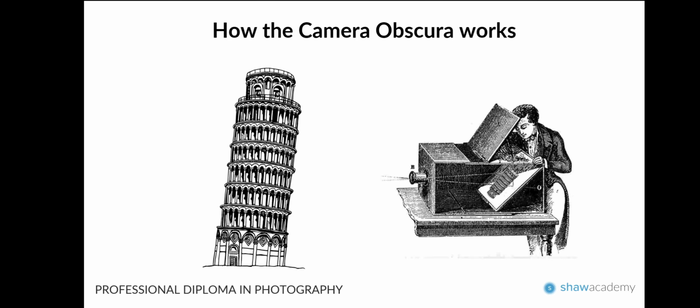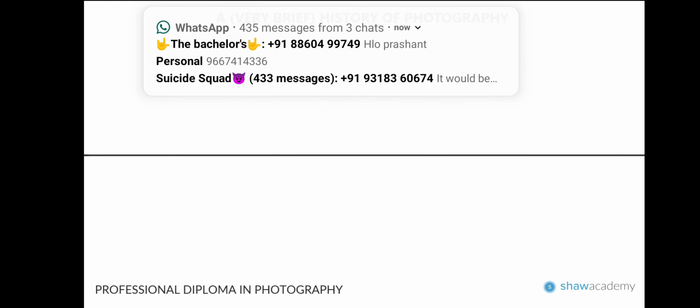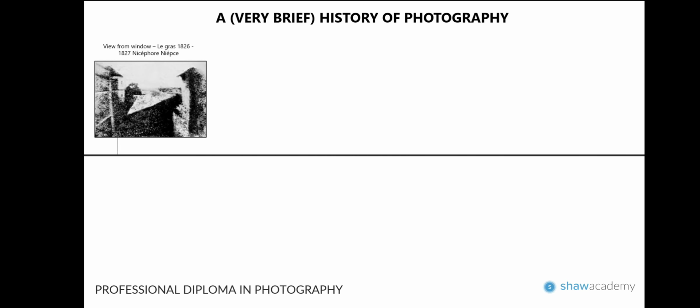Now, that is how our cameras basically work. The big advance was that we were able to record images onto light sensitive material, and this is where photography was born. So to give you the briefest history of photography that you'll ever come across. First of all, light sensitive materials were discovered in around the 1700s, but it wasn't until around 1826, 1827 that Niépce, a difficult one to pronounce, produced this photograph, the view from the window at Le Gras, using a camera obscura with light sensitive material.